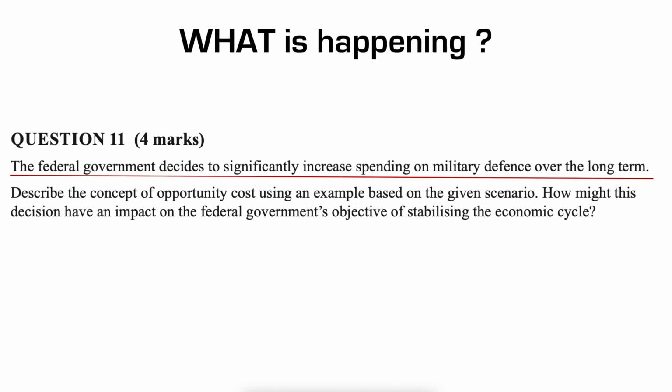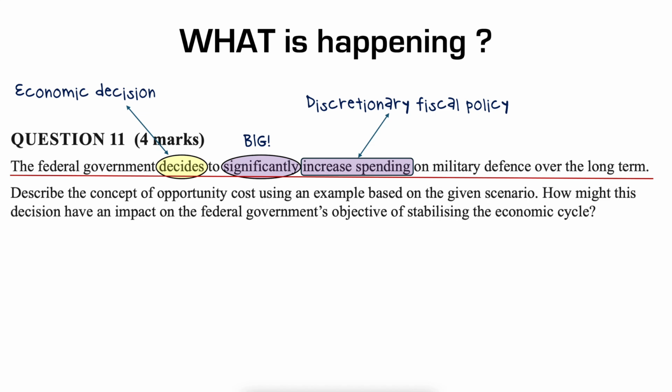The first phase in answering this question is to determine what is happening, and I've underlined that concept in red. The federal government decides to increase spending on military defence over the long term. We can see now that there is an economic decision at play. It's a big decision. When you see words like significantly in these questions, lean on that in your response. It's an increase in spending and it's a decision of the elected members of government.